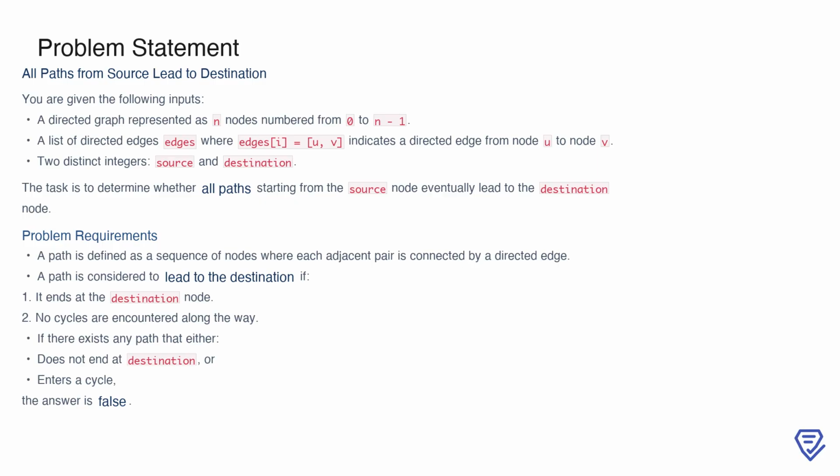Our goal is to determine if every possible path starting from the source will inevitably lead to the destination. For a path to be valid, it must satisfy two conditions: it must end at the destination node, and it must avoid any cycles along the way. If even a single path either gets stuck in a cycle or fails to terminate at the destination, the answer is false. Otherwise, if all paths meet these criteria, the result is true.